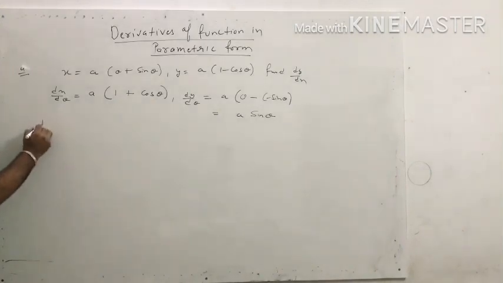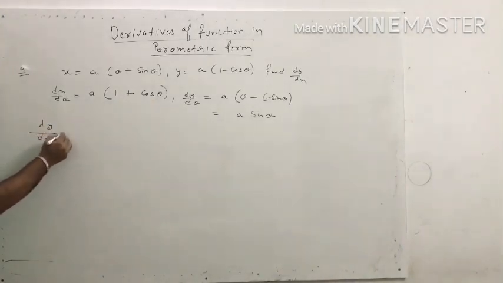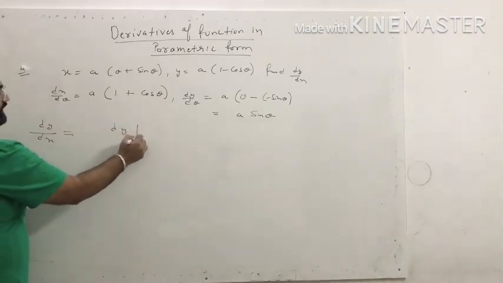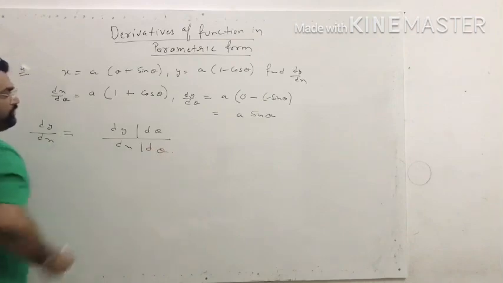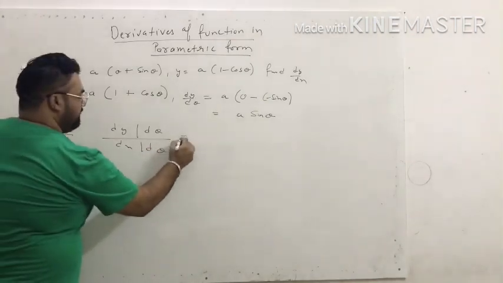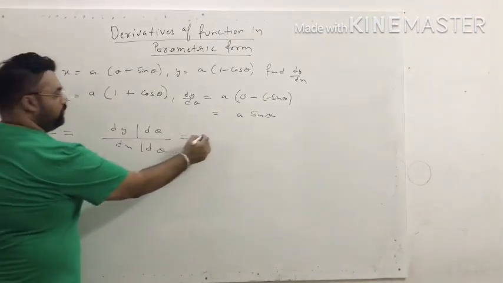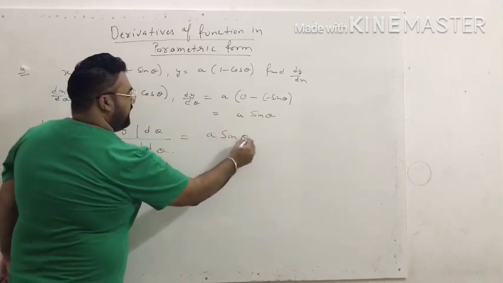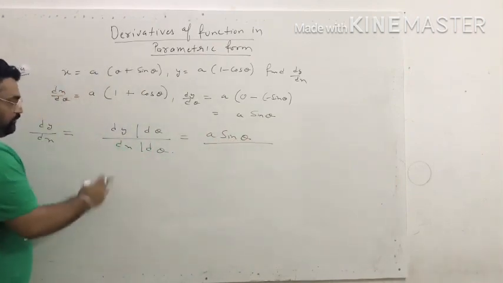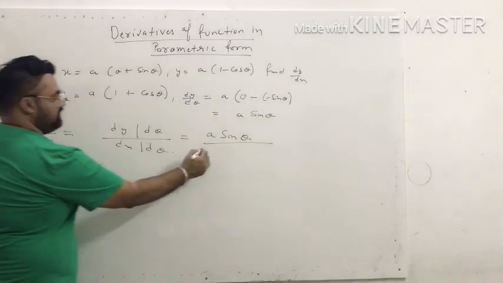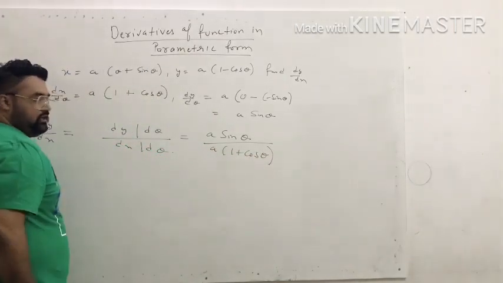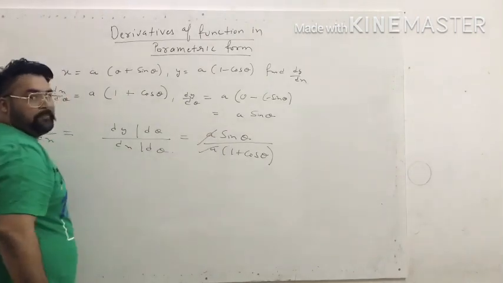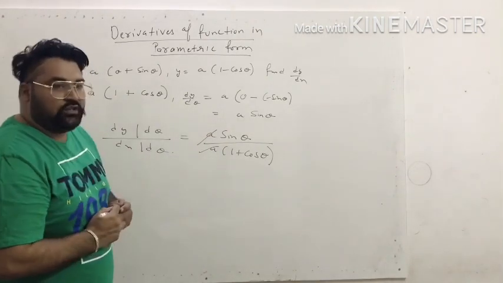Now we have to find the value of dy upon dx. Now what is the value of dy upon dx? dy upon d theta upon dx upon d theta. Now dy upon d theta, what is the value? a sin theta. What is the value of dx upon d theta? a (1 plus cos theta). Now a cancels out.